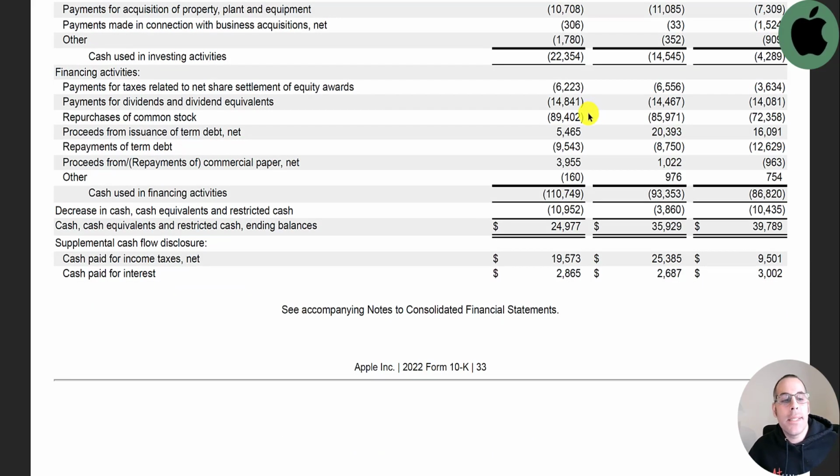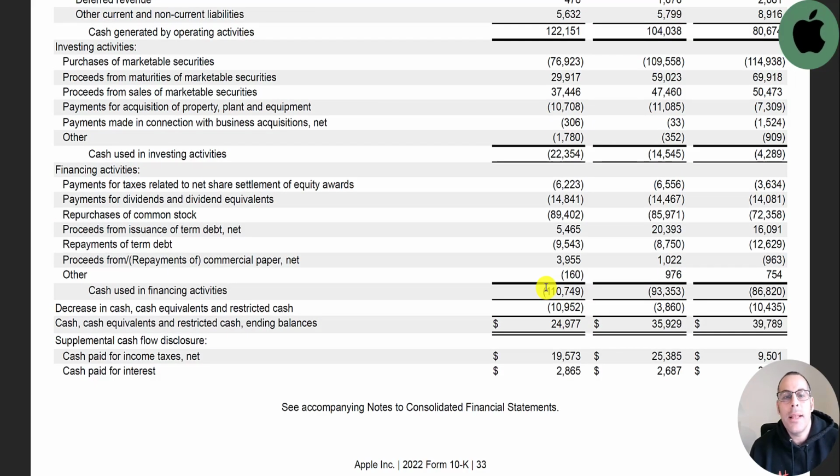In their financing section, we can see how much dividends they paid, $15 billion, how much stock they bought, $89 billion. It also shows us the inflows and outflows of debt and equity purchases. So in their financing section, they had a cash outflow of $110 billion. Most of it is from buying back their own stock. So this was a really high-level overview on Apple's financials.